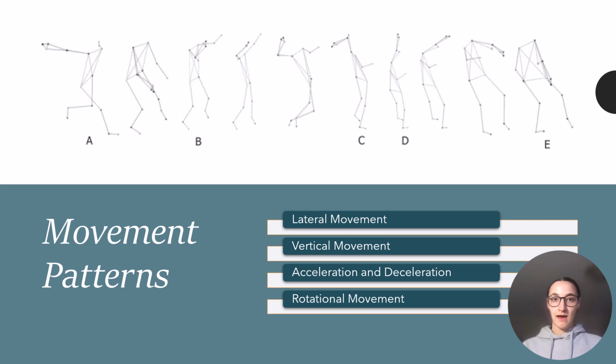Some movement patterns to look into when it comes to volleyball athletes are lateral movement, vertical movement, acceleration, deceleration, and rotation movement. All of these are going to come into play at some point for all athletes on the team. So it's important to emphasize these movements and look a little deeper at how they play a very big role in the physical demands that come with being a volleyball player.